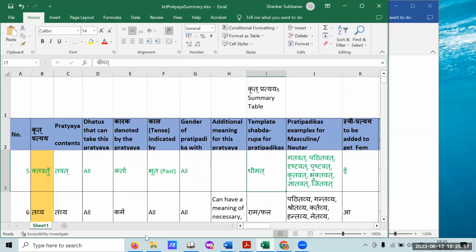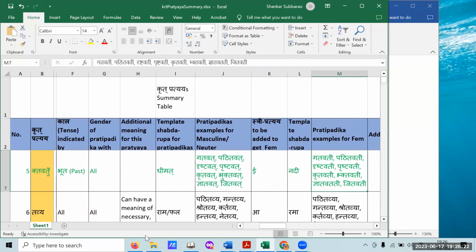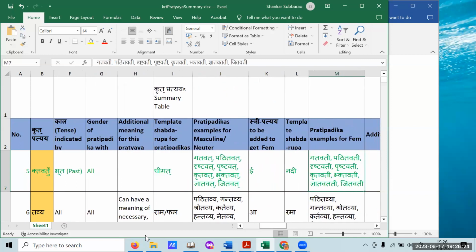Now, the template for pratipadika is dhimat. Now, dhimat, you have to look at two possibilities. Is it masculine or neuter? Dhimat can go in masculine or neuter. If it's masculine, it goes like dhiman, dhimanta, dhimanta. If it's neuter, it will be dhimat, dhimati, dhimanti. That's what will happen. If you don't know the right template, then you use that. So that's all we've done. If it's feminine, it goes like nadi, like we saw, ktavati.